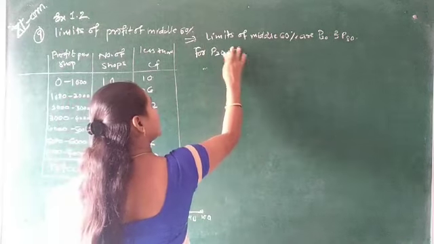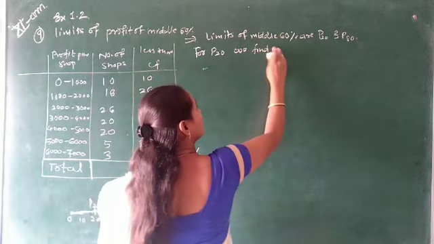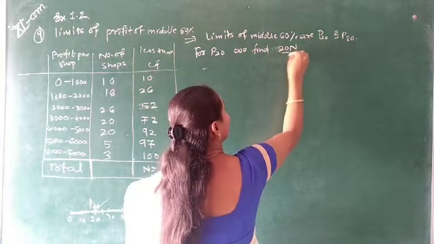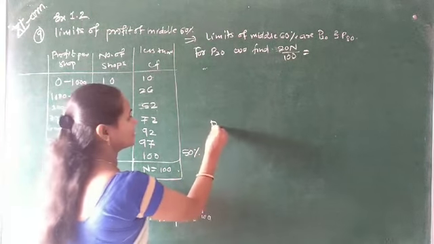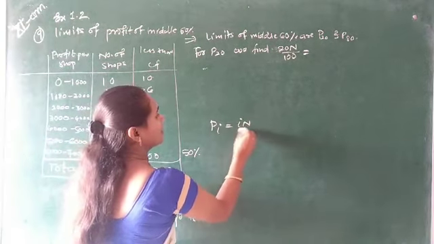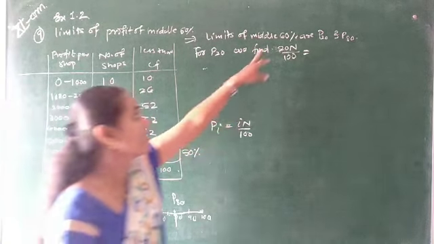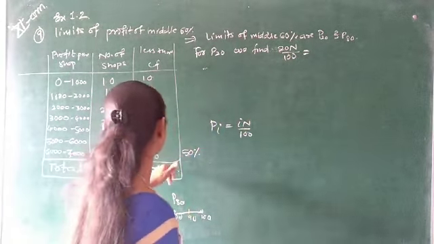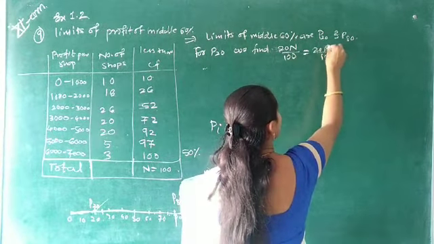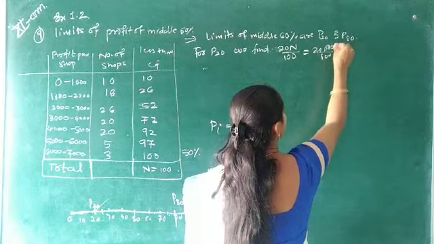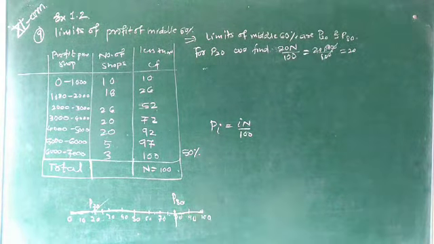for P20 we find 20n divided by 100. How to find this? That is PR is equal to Rn divided by 100. So here we are going to find the value of P20. Since here 20n upon 100 and value of n is again 100, 20n divided by 100, the 100 will get cancelled, which is equal to 20. So the 20 lies in the class.